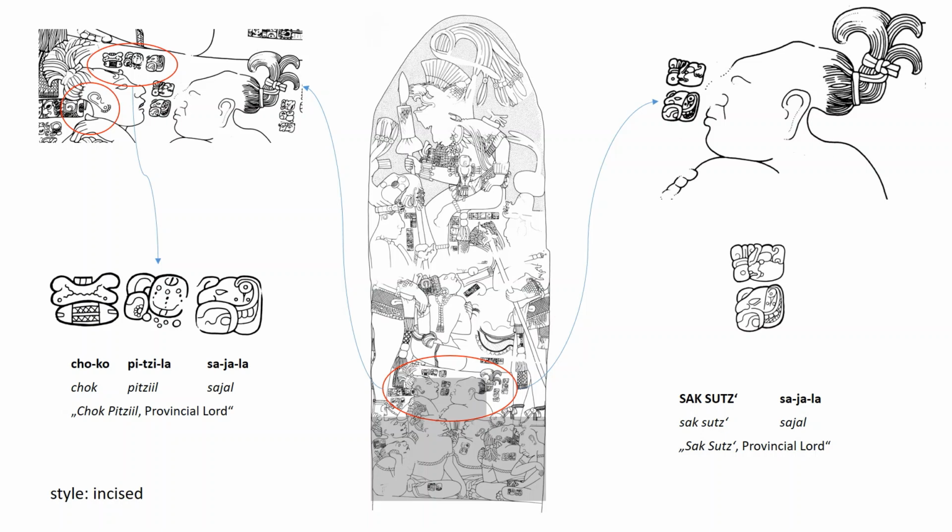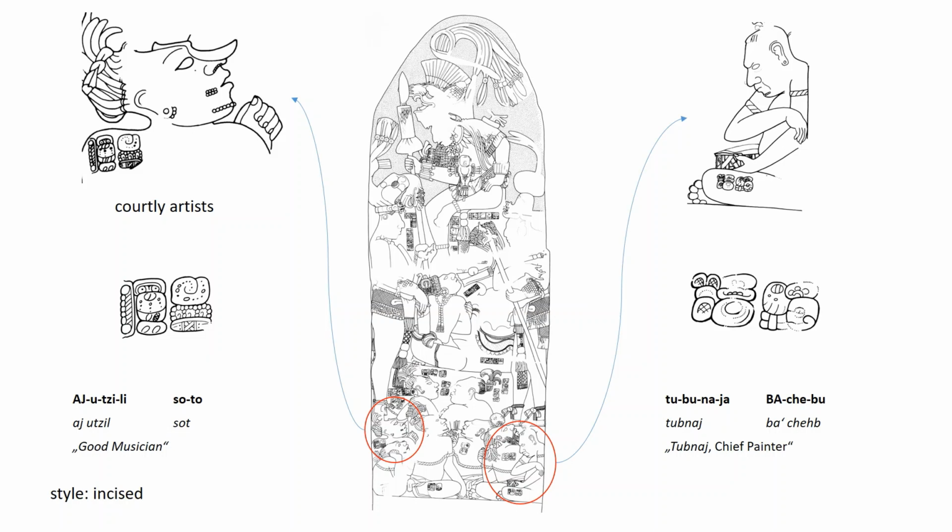And now comes the people who are depicted at the lowest level of the monument, who are called the artists. Why do we know this? Because it's written here, Ach Utzil Sort. Utz means nice, good, and Sort is a musician. So we know that this guy here is a musician, and you can see here he's got blood on the face, so he was beaten. And the same is with this one here.